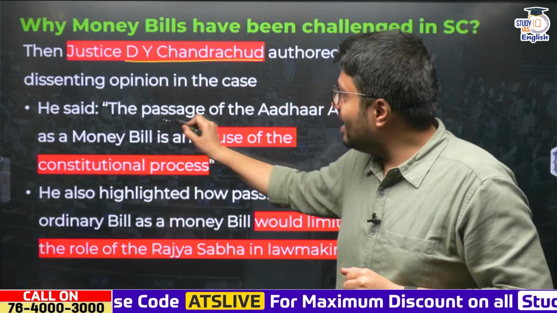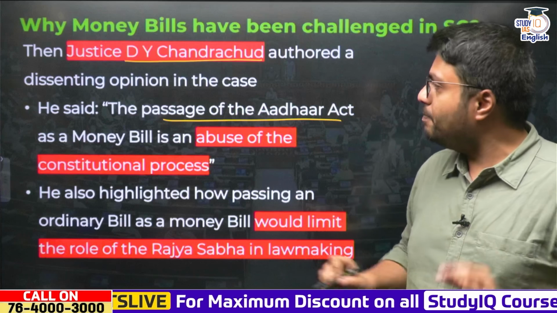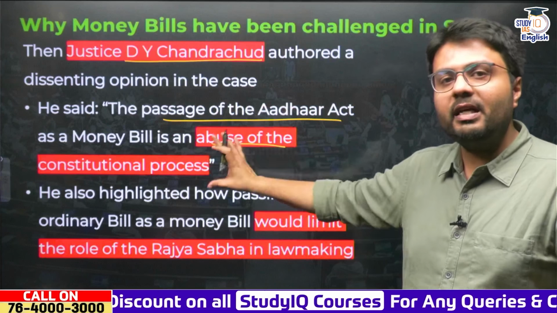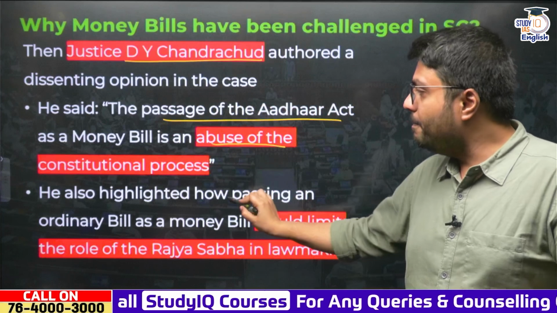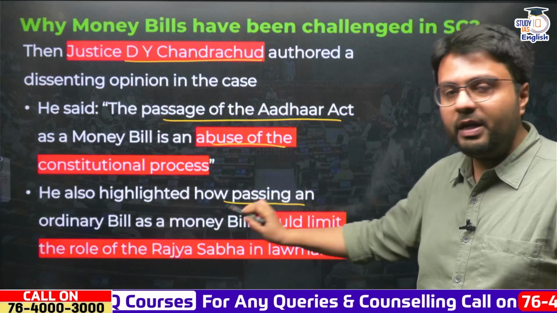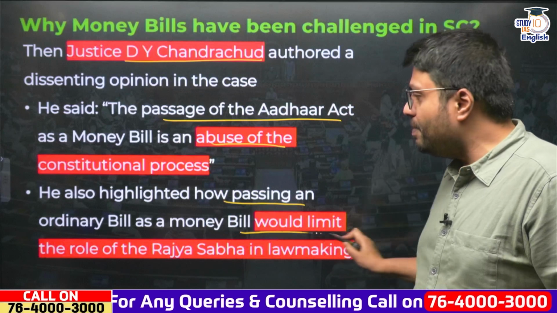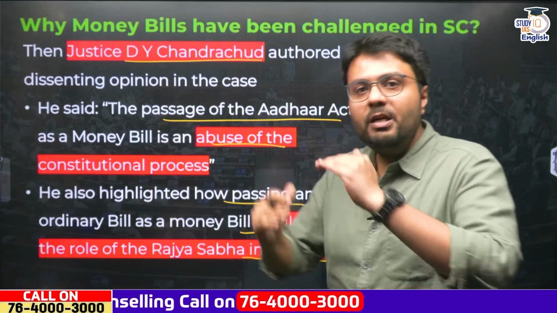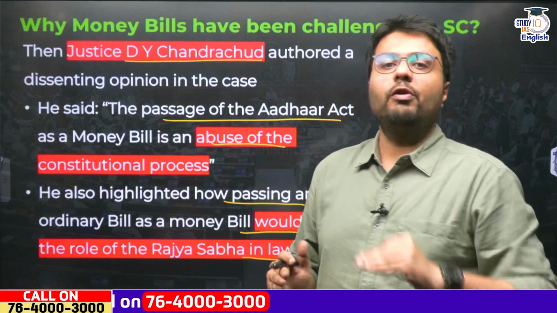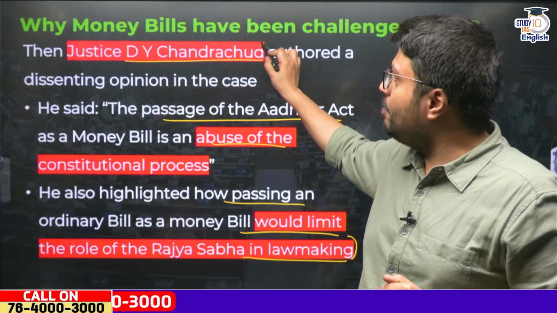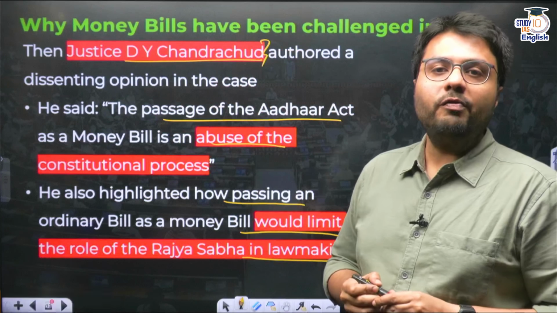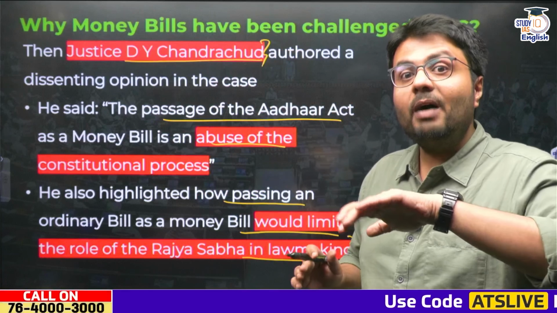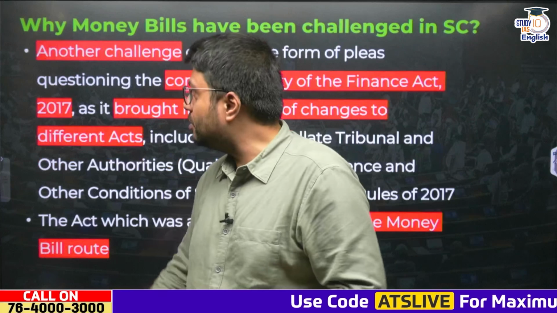He said that the passage of the Aadhaar Act as a money bill was an abuse of the constitutional process. Why was it an abuse of the constitutional process? Because he highlighted that passing an ordinary bill as a money bill would limit the role of Rajya Sabha in lawmaking, and it would diminish the status of the upper house of Parliament. So this is the reason why the dissenting opinion in the Aadhaar Act judgment by the Supreme Court highlighted that this amounts to a fraud on the Indian Constitution.